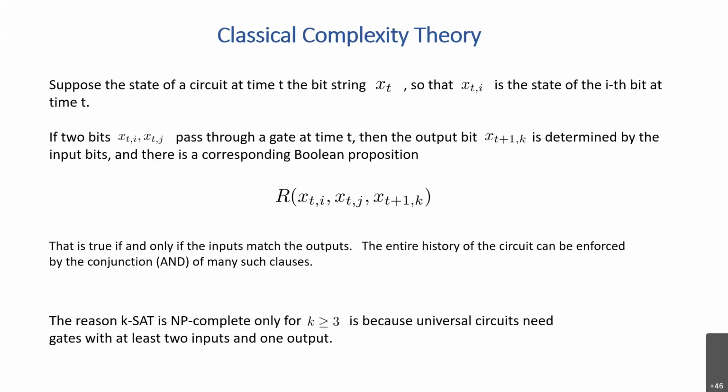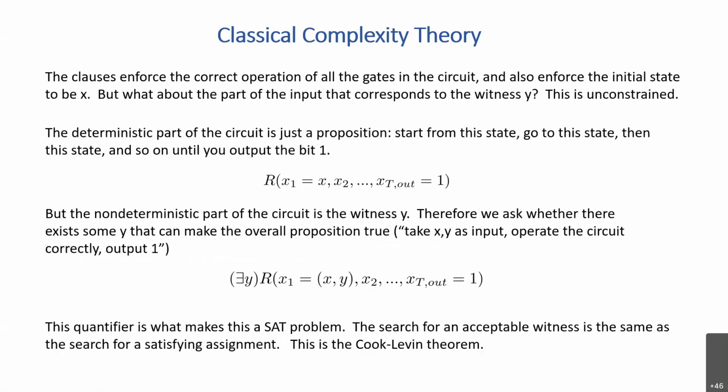And we want all of the gates to operate correctly, so we're going to connect a bunch of these R's with the AND connective. And the reason that KSAT is NP-complete for k greater than or equal to 3 really comes down to this fact that these universal circuits need gates with at least 2 inputs and 1 output. So the clauses are going to enforce the correct operation of all the gates in the circuit, and also enforce the initial state to be the input that was given, right?